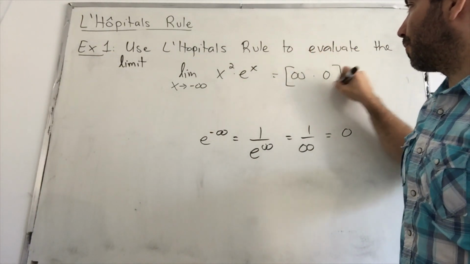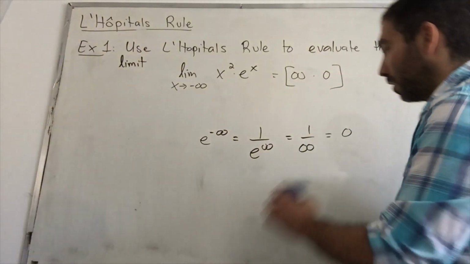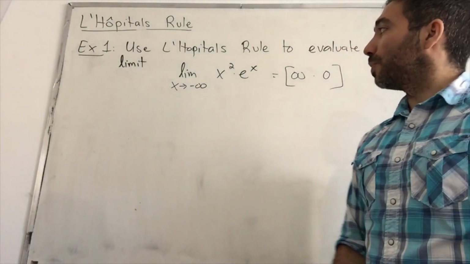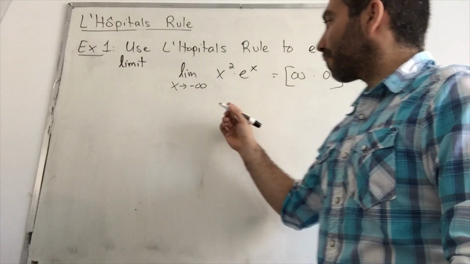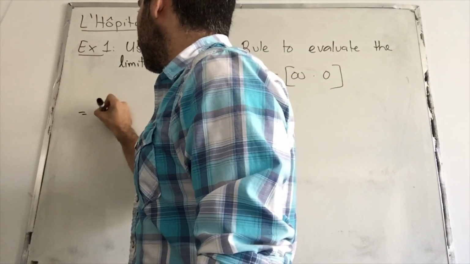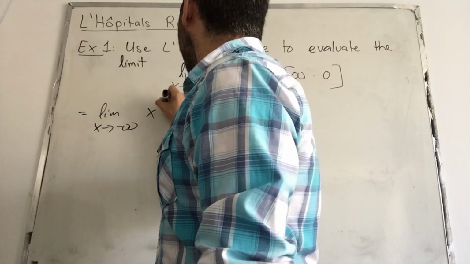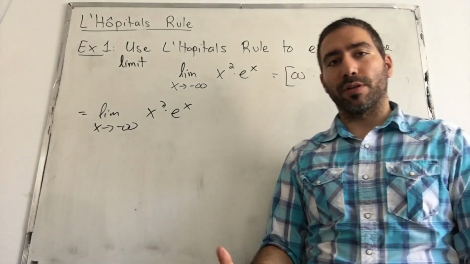Okay, so we have infinity times 0. This is the indeterminate form that we're dealing with. So we're dealing with a case 2. We have to flip one of the functions. Before applying L'Hopital's rule, you're just flipping. So we're going to reduce this from a case 2 to a case 1. The limit as x goes to negative infinity of x squared times e to the x. We know it's a case 2, therefore we have to flip one of the functions.